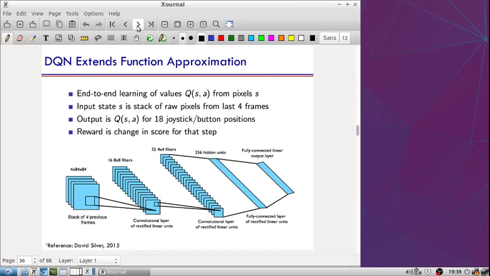So this is an example of what the input was in that specific architecture. The input is a stack of raw pixels from the last 4 frames, as I just said. So there are 4 images, 84 by 84 is the size of the image, and there are 4 such images. This is exactly the spec, and it's not a really deep network. It's just 2 convolution layers with ReLUs, and 2 fully connected layers.